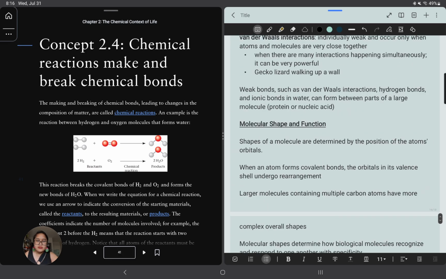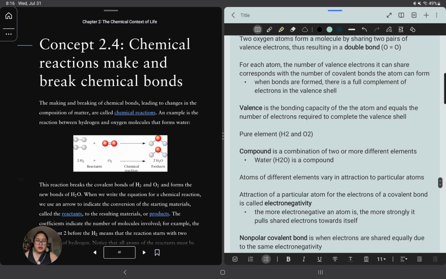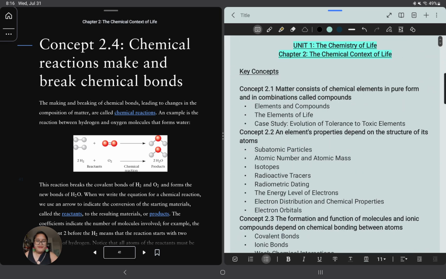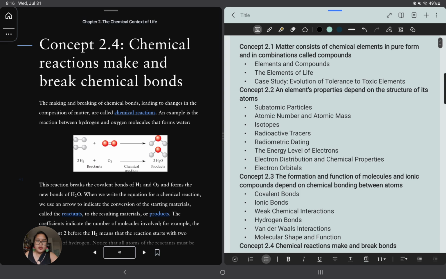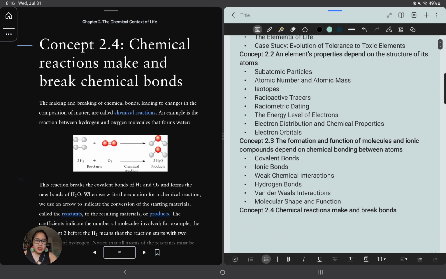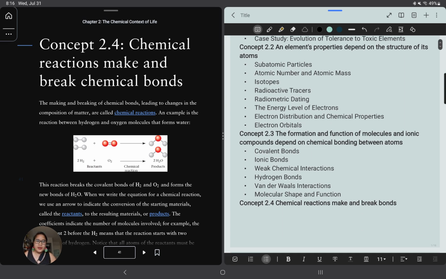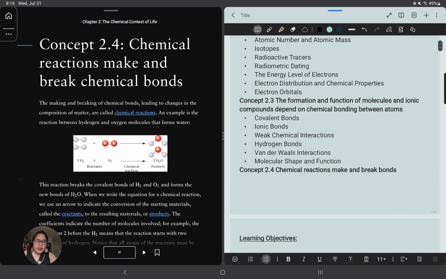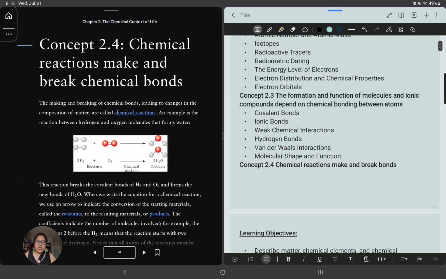Okay, so that's it for chapter 2. We've gone over concept 2.1: matter consists of chemical elements in pure form and in combinations called compounds. Concept 2.2: an element's properties depend on the structure of its atoms. Concept 2.3: the formation and function of molecules and ionic compounds depend on chemical bonding between atoms. In this video, concept 2.4: chemical reactions make and break bonds.